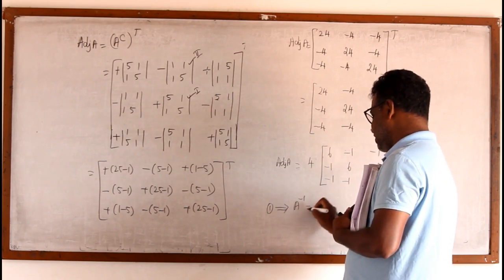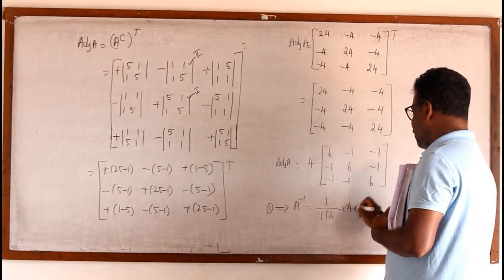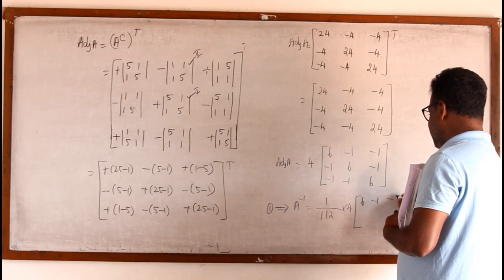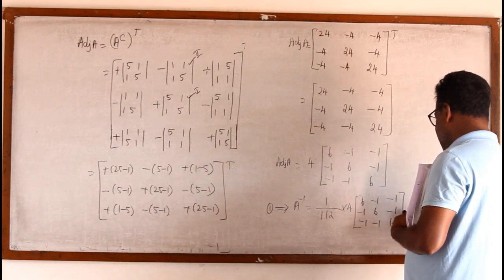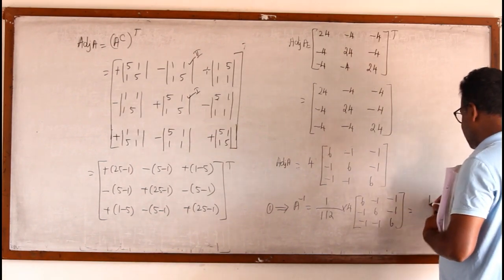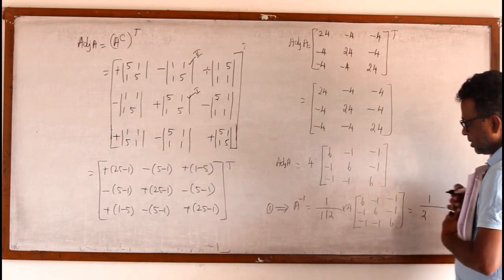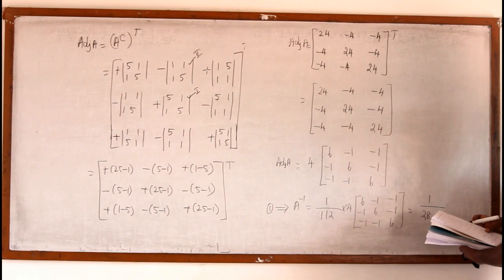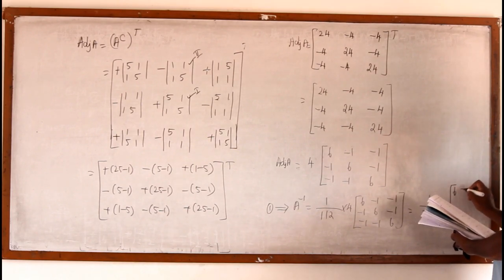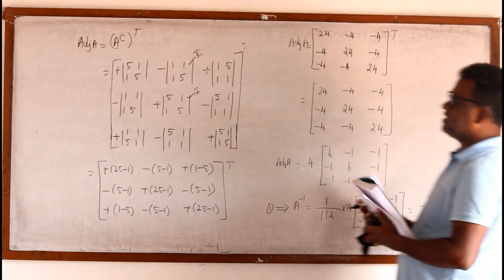Therefore, A inverse equal to 1 by determinant of A, which is 112 we found, into 4 into 6 minus 1 minus 1 minus 1 6 minus 1 minus 1 minus 1 6. 4 and 112 can be cancelled. It is 1 by 28 into 6 minus 1 minus 1 minus 1 6 minus 1 minus 1 minus 1 6. This is your inverse of the matrix.